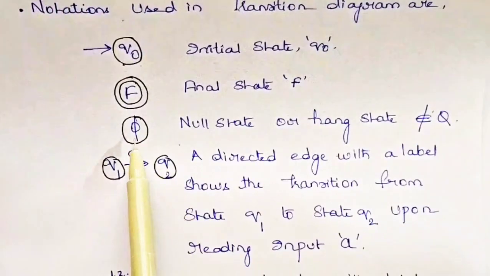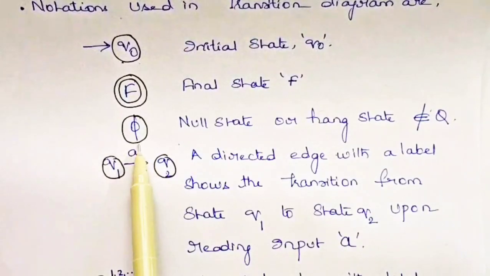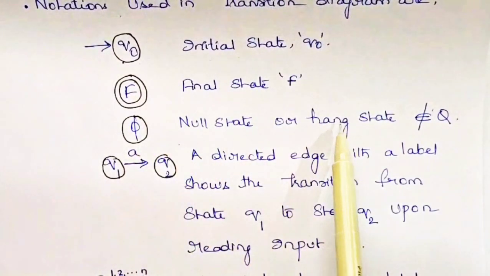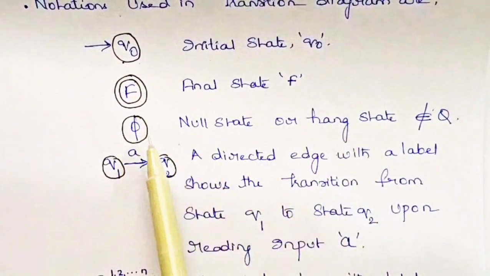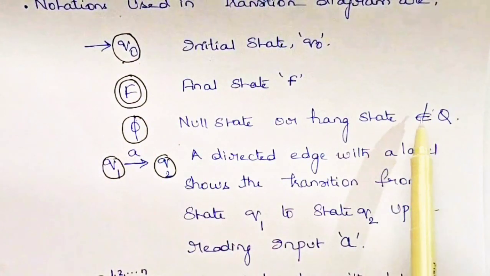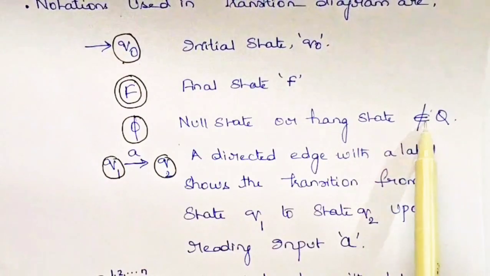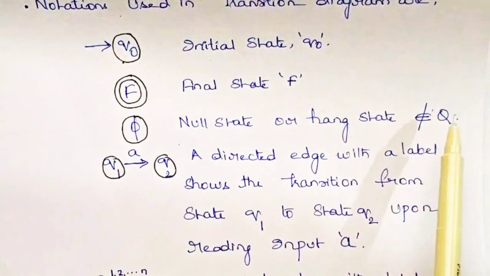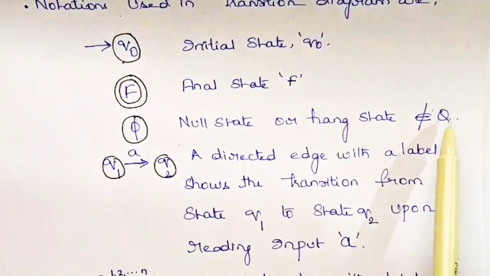And the next state is a null state. The null state is also considered as a hang state, where the automata will abnormally terminate the input string. Usually, the hang state or a null state will not belong to the set of transition states capital Q.